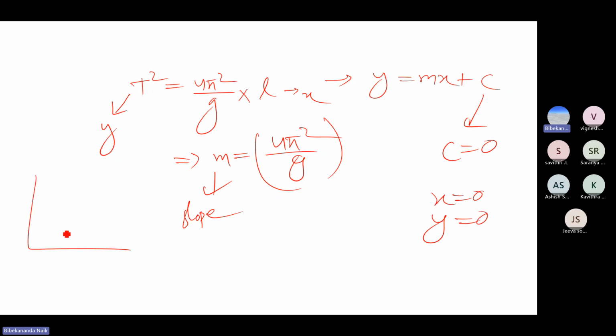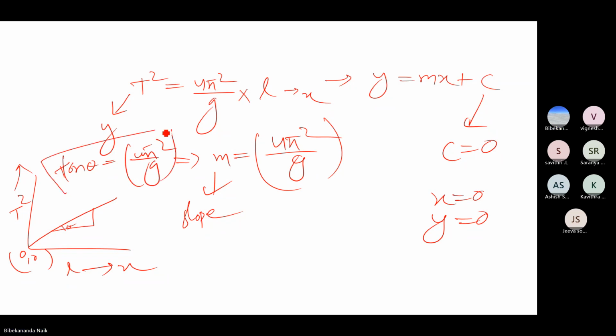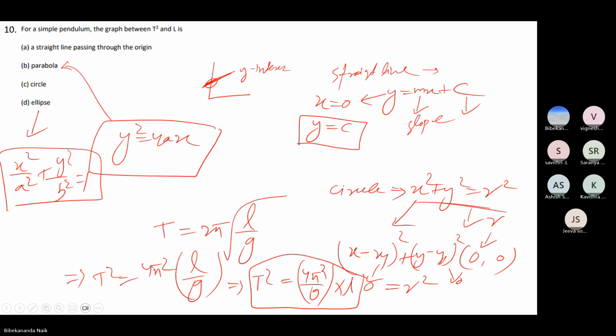So this is a straight line. T square is along the y-axis, L is along the x-axis, and the line passes through the origin. This is the origin 0, 0, and this slope, this is theta, so tan theta is 4 pi square by g. The graph between T square and L is a straight line which passes through the origin. Is it clear to all of you?